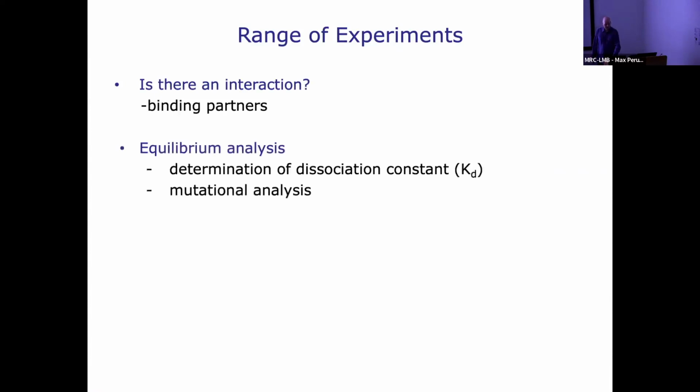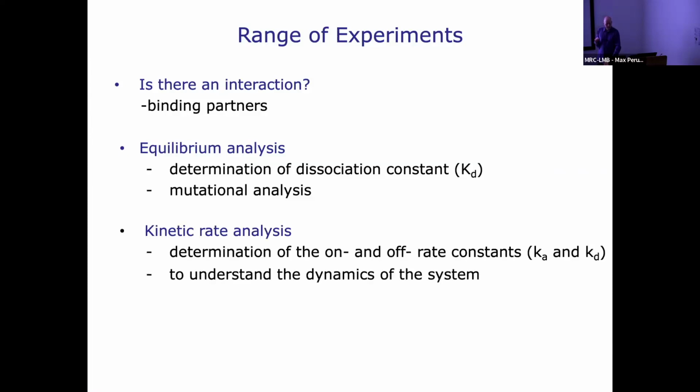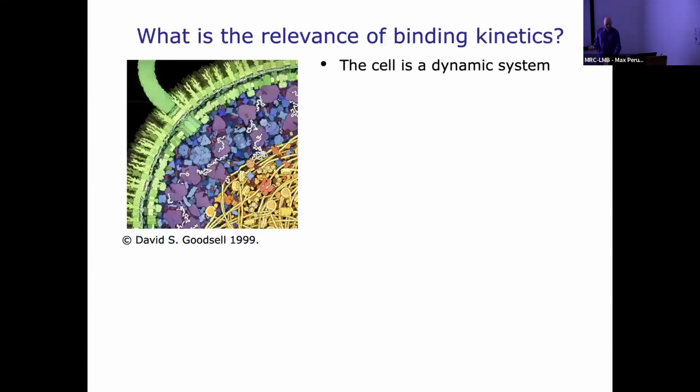Well, you can do a whole range of experiments. You might just be wanting to know, do A and B bind together? That's a simple kind of experiment. You might want to know how tightly it binds. And then you might want to do mutational analysis. So say you've got a structure, and you say, I think these residues are important. Let's mutate that and see how the binding is affected. You might want to go even deeper and ask, what are the on and off rates? Can I understand the dynamics of the system?